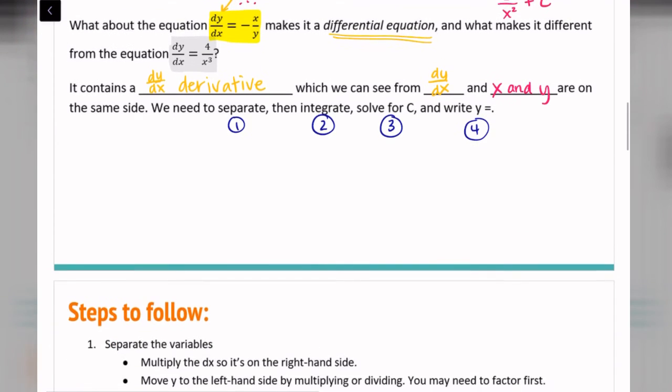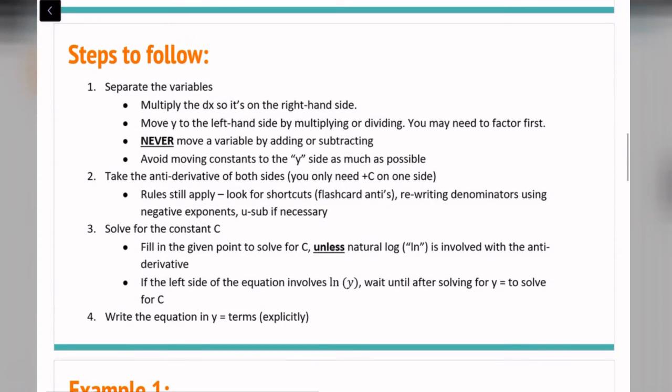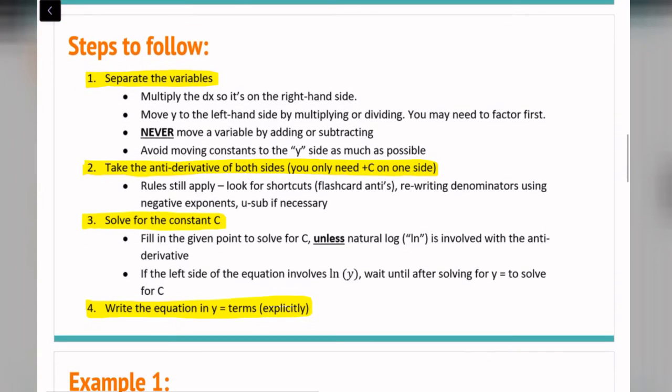So let's go through an example. Here are your steps, with a little bit more detail that I'm going to follow as I go through. So step 1, you want to separate the variables, and I give you some little hints on how to do that. Step 2, we want to take the antiderivative. Step 3, we want to solve for our constant. And step 4, we're going to write it into y equals. I'm going to flash back and forth between these steps as we're going through our first example.